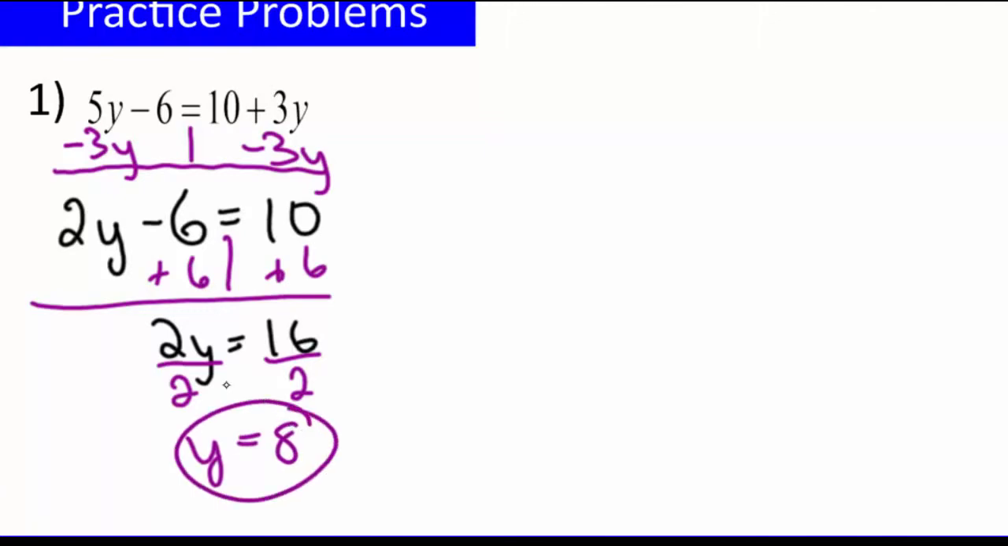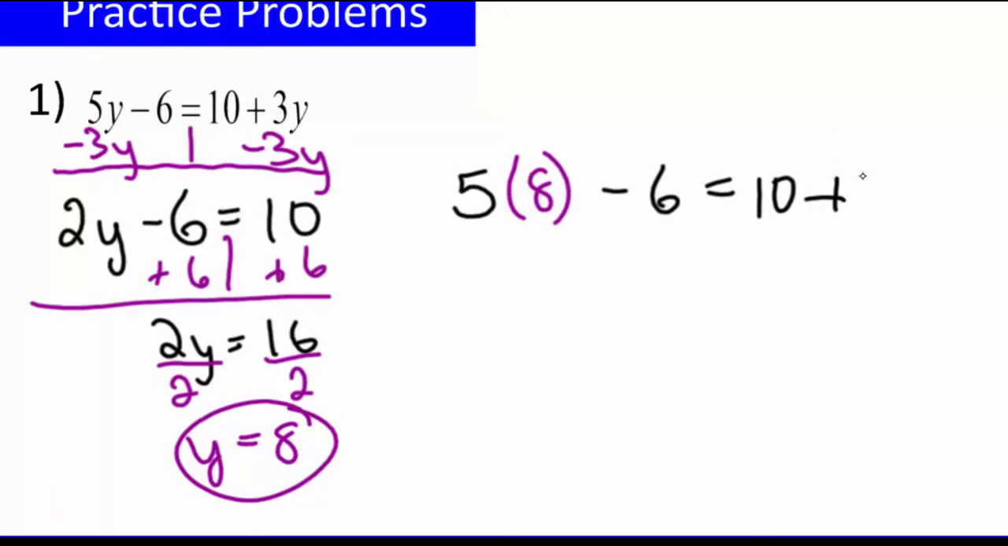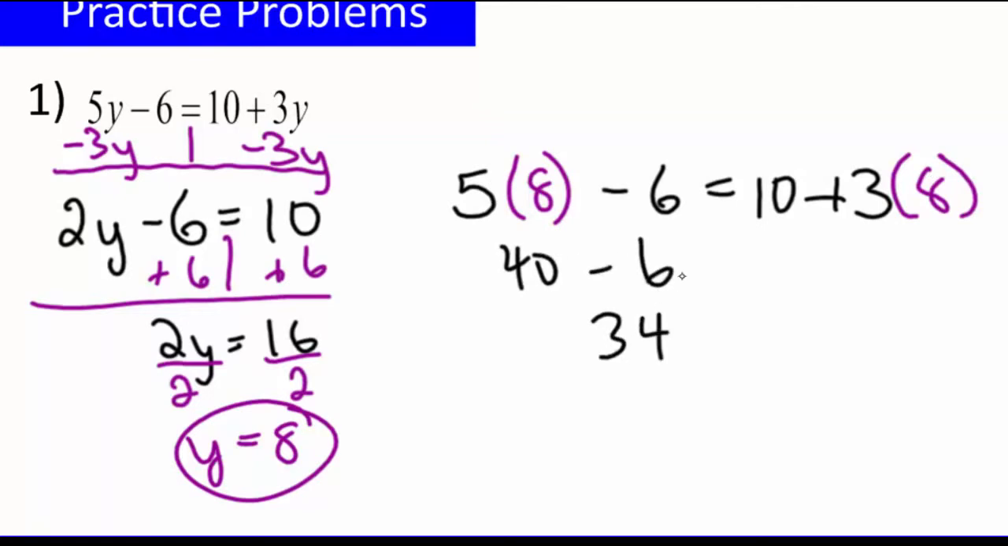In order to check this, I am just going to take my original equation, 5 times y, so I'm going to substitute 8, minus 6, that should be equal to 10 plus 3 times 8. 5 times 8 is 40, 40 minus 6, that's 34. 10 plus 3 times 8, which is 24, is also 34. These are equal, so my equation checks out.